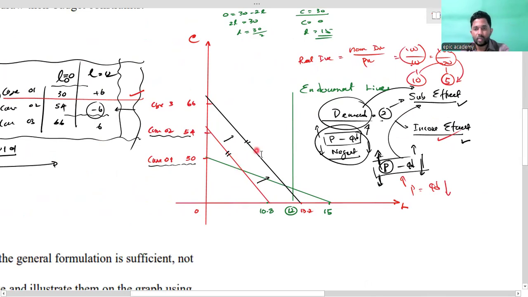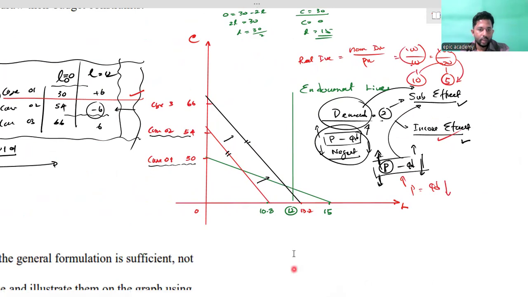Case number 2 and case number 3. That's the situation you have to identify here. So we have already identified that situation. Next one.